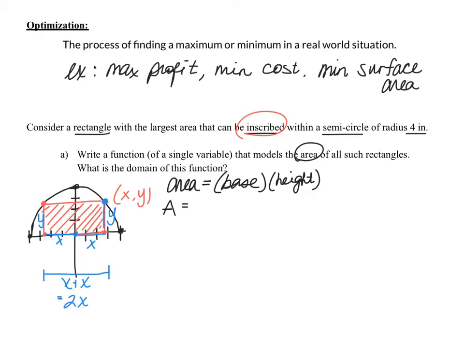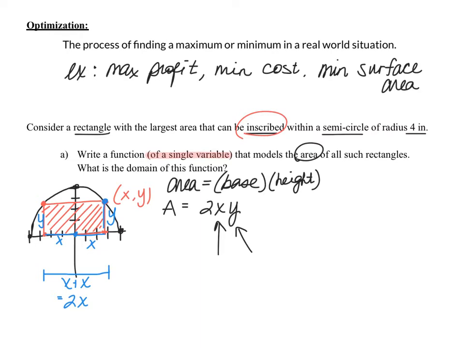And then the height of my rectangle is y. So my area formula will be 2x times y when we do base times height. Now as I look at this equation here, area equals 2xy, this equation is in terms of two variables because we have x as well as y. That is not going to be a function of a single variable as the directions instructed.